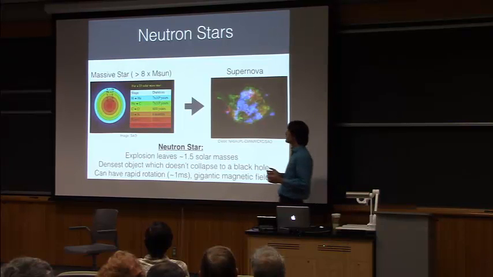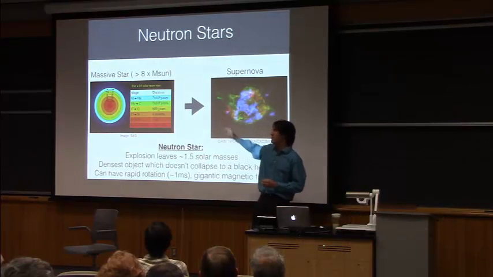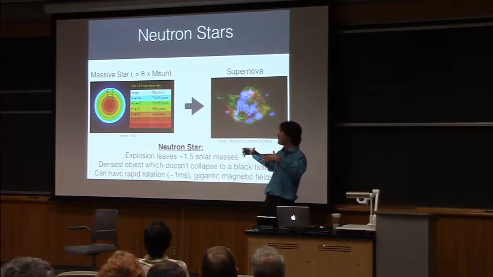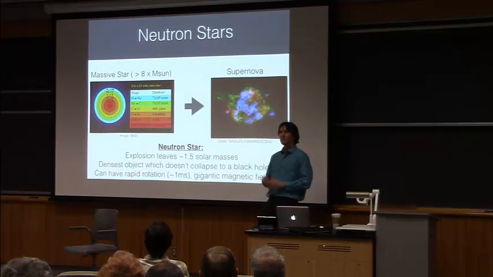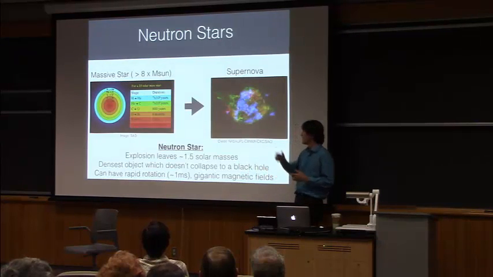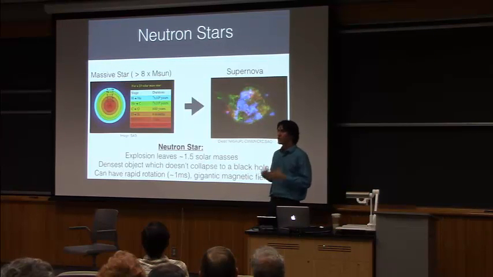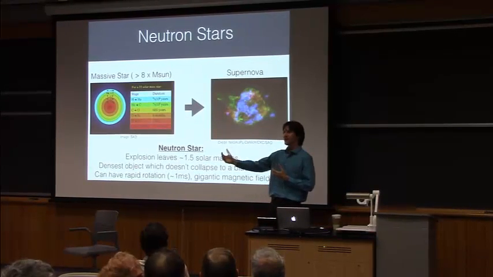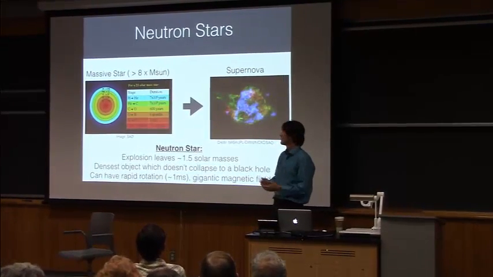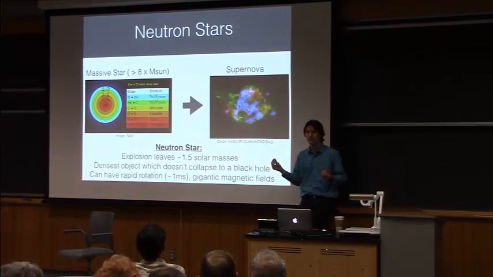The first is that at some point, maybe before reaching iron, maybe when you have a core made of helium or carbon, the core stops collapsing, and you end up with an object which is maybe 1,000 miles wide, formed of whatever the core was made of, helium, carbon, whatever. That's a white dwarf. For the most massive stars, you see total collapse of the core all the way to a black hole.